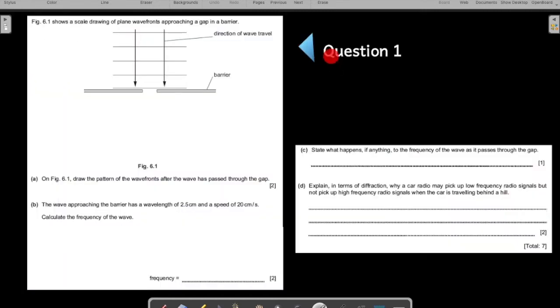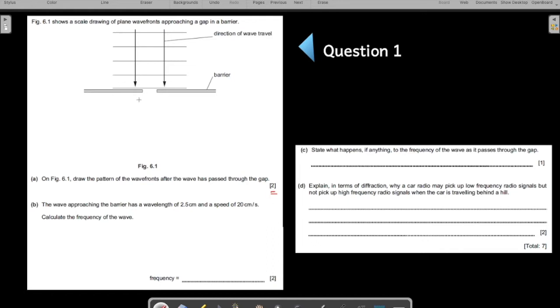Let us understand question number 1. The figure here shows a scale drawing of plane wave fronts approaching a gap in a barrier. So you have a barrier, you have plane wave fronts approaching the barrier. Part A of the question says, draw the pattern of wave fronts after the wave has passed through the gap. You have to draw the pattern on the other side of the gap. It's a 2-mark question. Please be careful. That means the examiner is looking for 2 valid points in your answer.